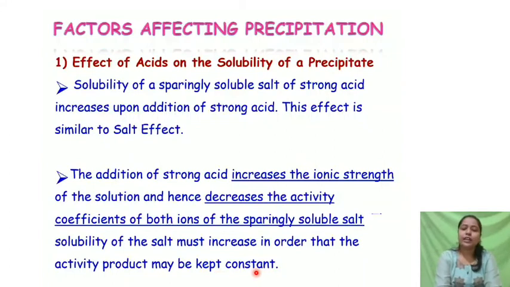The solubility of the salt must increase in order that the activity product be kept constant. With the addition of acid, the activity coefficient of the salt decreases, therefore there is a change in the value of the solubility product. In order to keep the value of the solubility product constant, the solubility of the salt increases. We will see this by using one example.